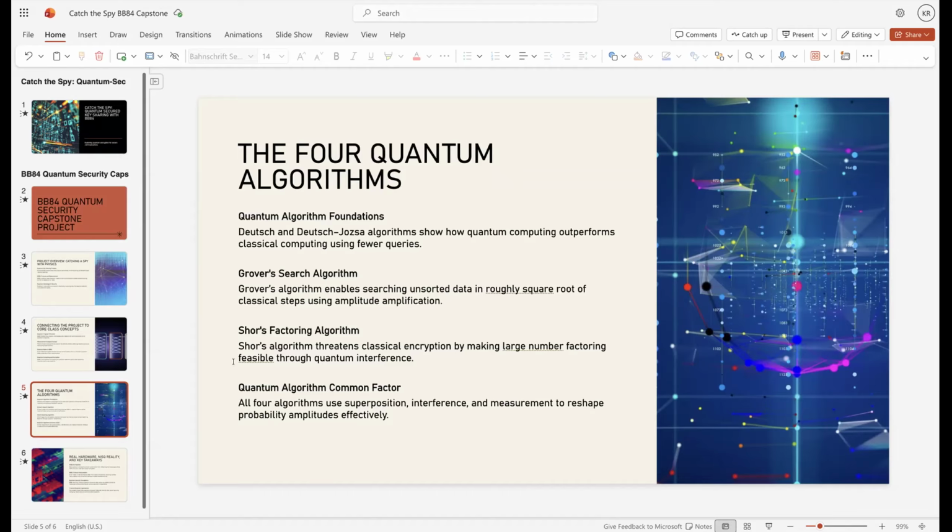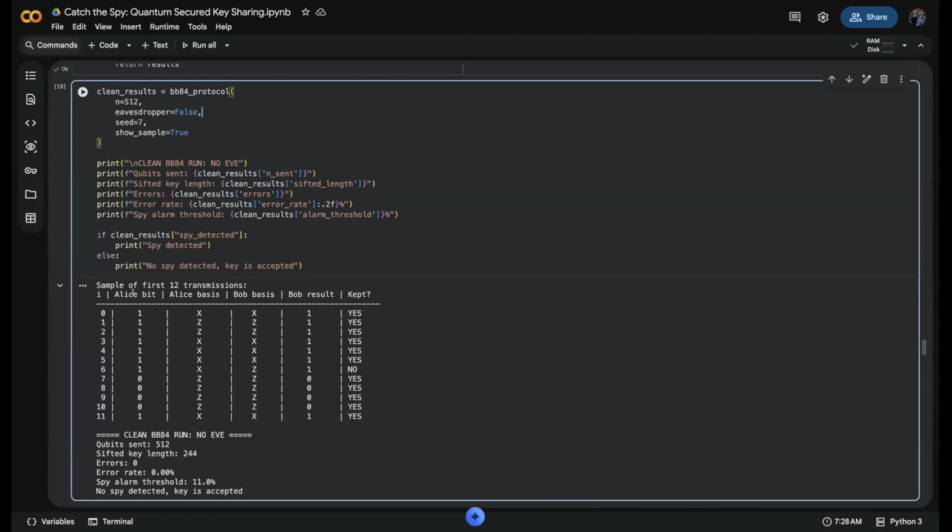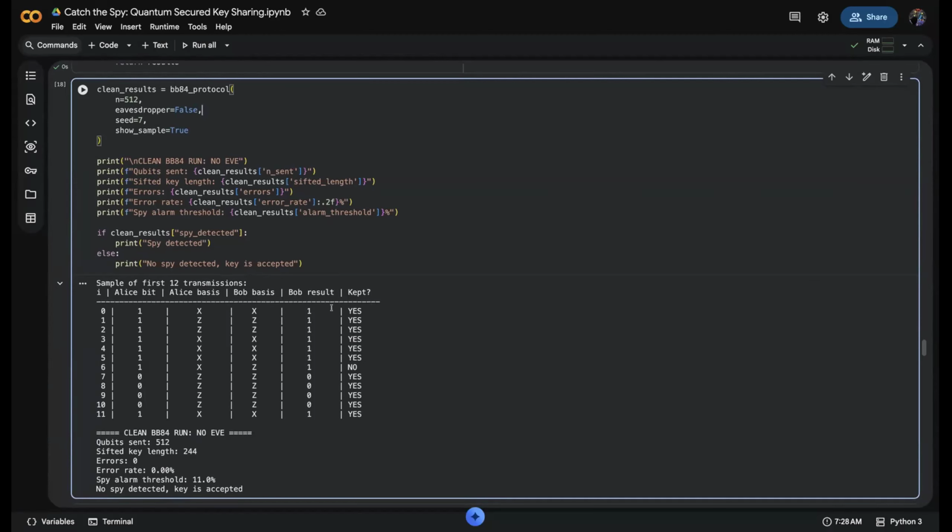So in my code, when I ran this, I purposely made it with no Eve. And then this is the ideal computer. This is what ideally it would have run. The error rate was 0%. So we could see that, I mean, there was one no, but the rest of them were yes.